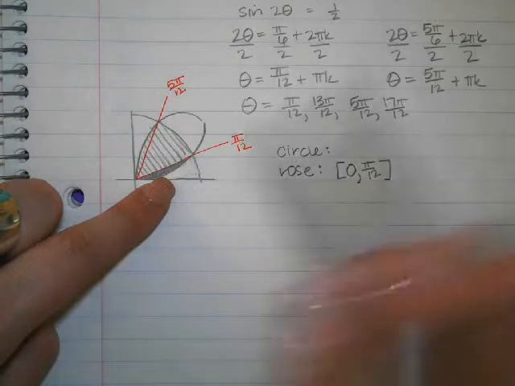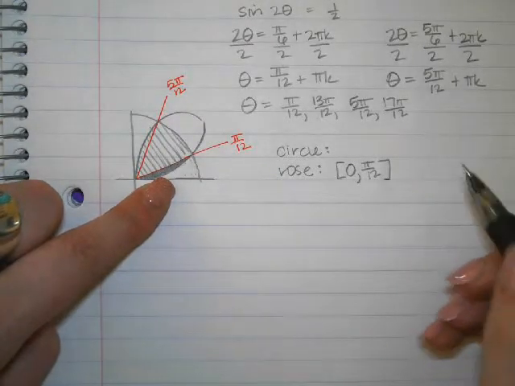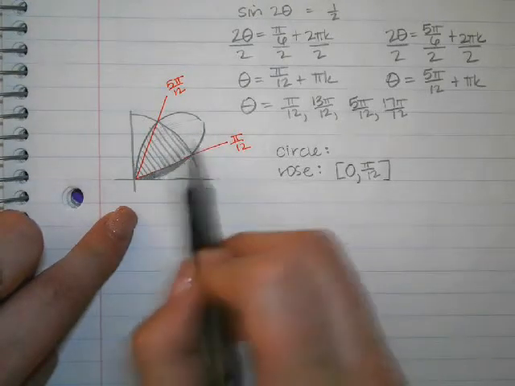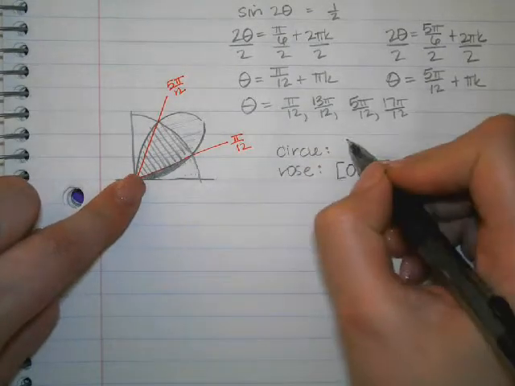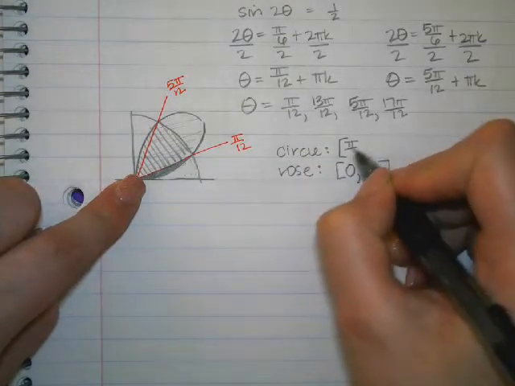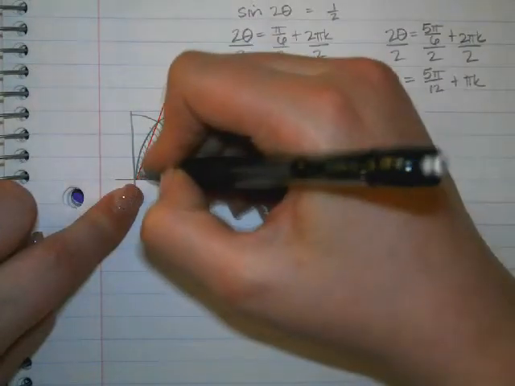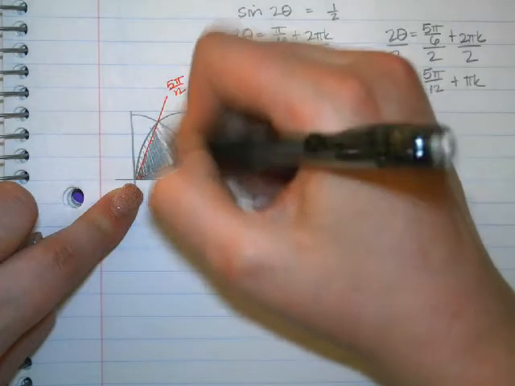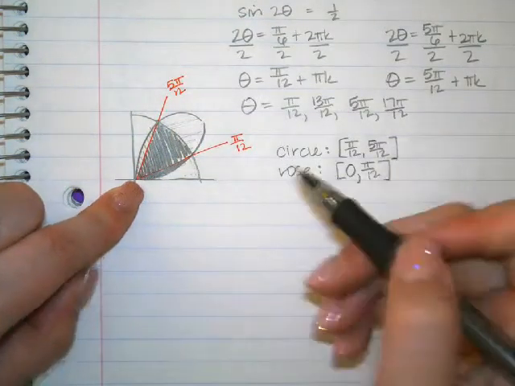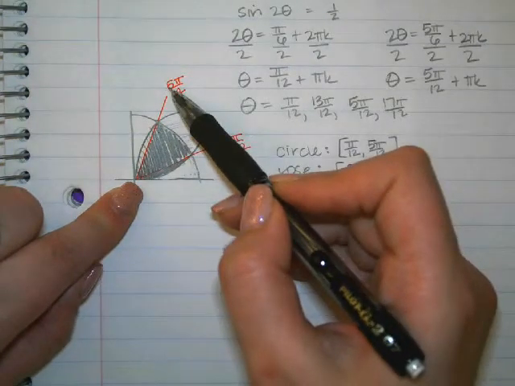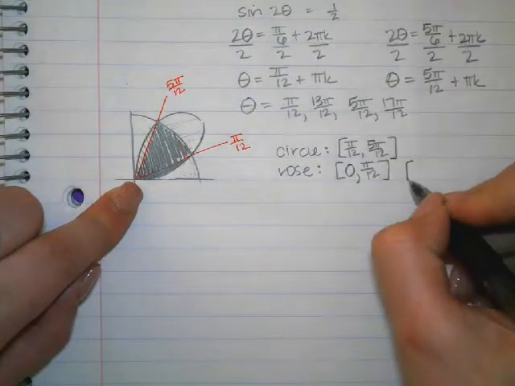Which one do I want to use from pi twelfths to 5 pi twelfths? The circle, because if I do the rows, then I'm going to get all of that, and that's not what I want, right? So if I do the circle from pi twelfths to 5 pi twelfths, then I just get this part. And then which one should I use from 5 pi twelfths to pi halves? I should use the rows.